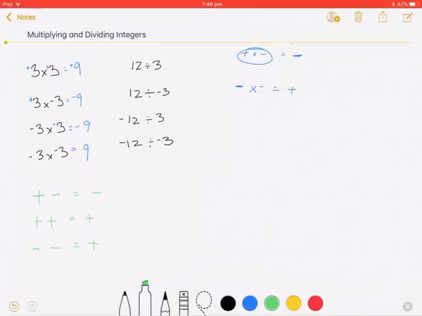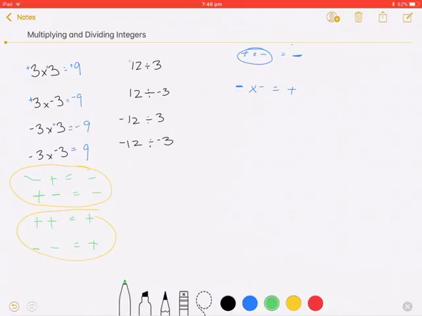You got 2 of these because you can also have a negative and a positive, and that's going to give you a negative. So it's kind of fair. There's 2 here giving you a negative, and there's 2 there giving you a positive.